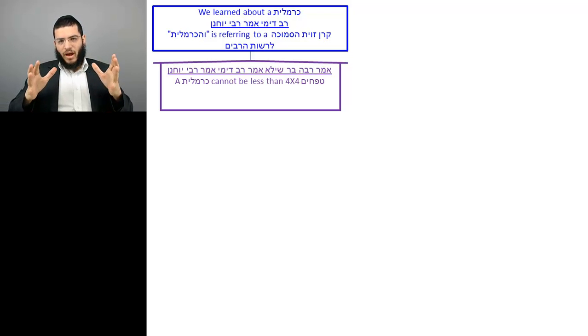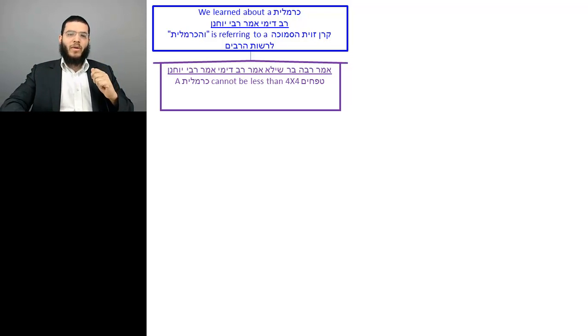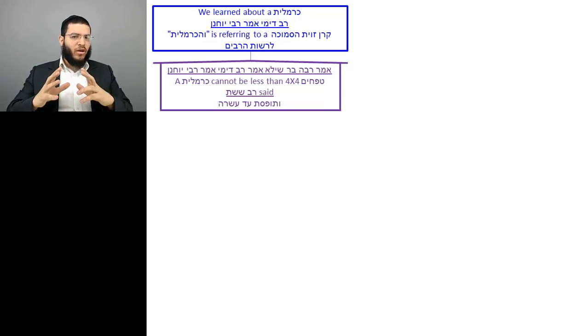So a carmelis, he's outlining the parameters of a carmelis, that it's not less than 4 tefachim by 4 tefachim. And then we have the teaching from Rav Sheshes. Rav Sheshes said, v'tefeses ad asara, and it gets up to 10 tefachim. So here we outline the parameters of a carmelis. Number one, it has to be 4 tefachim by 4 tefachim, and number two, it's v'tefeses ad asara.